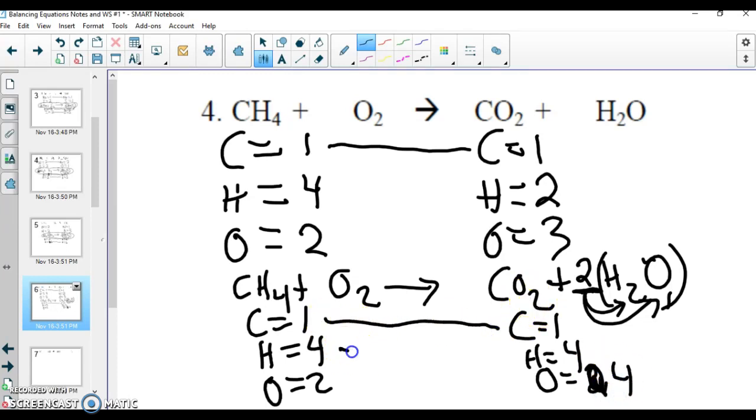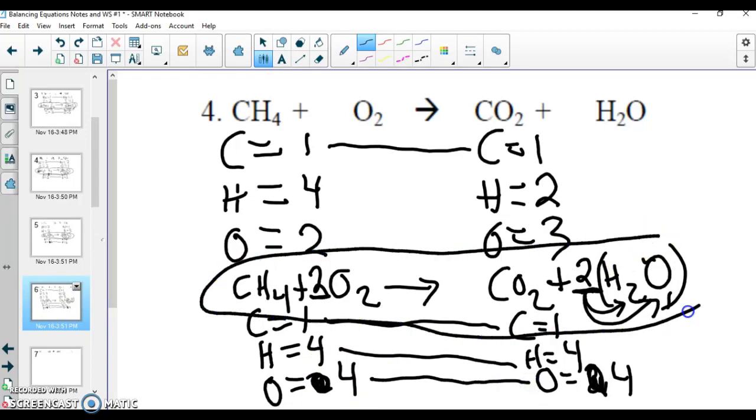So this is balanced, but my oxygen is not. So if I have something right in front of here that I could put, that would allow me to get 4 oxygen on the left-hand side. If I put a 2 here, that would give you a total of 4. And you have 4 on either side. Now that is completely balanced. I'm going to put a big circle around that. And that is the balanced equation. You would write that on your worksheet.